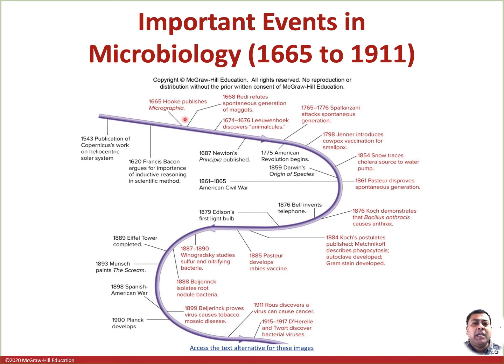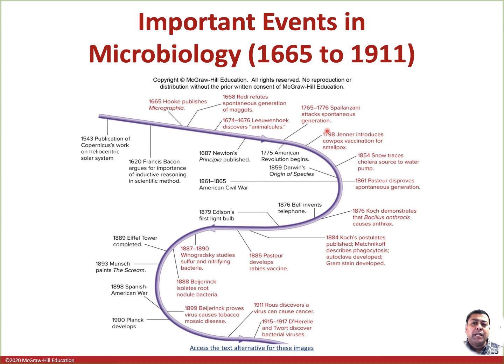Say, for example, if we look right here, in 1665, Hooke publishes the Micrographia, but right here, the spontaneous generation of maggots was proposed. So the scientists at that time said that things can generate spontaneously. These were not proper observations because they did not have the proper tool. Right here, Leeuwenhoek discovered the microscope, and that completely changed how scientists look at this world.